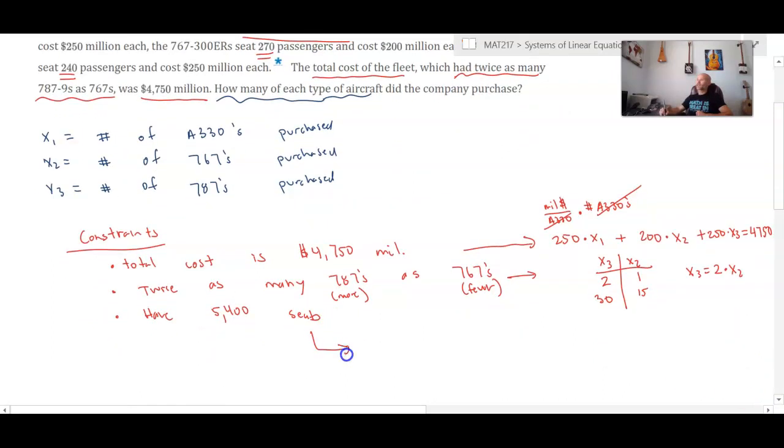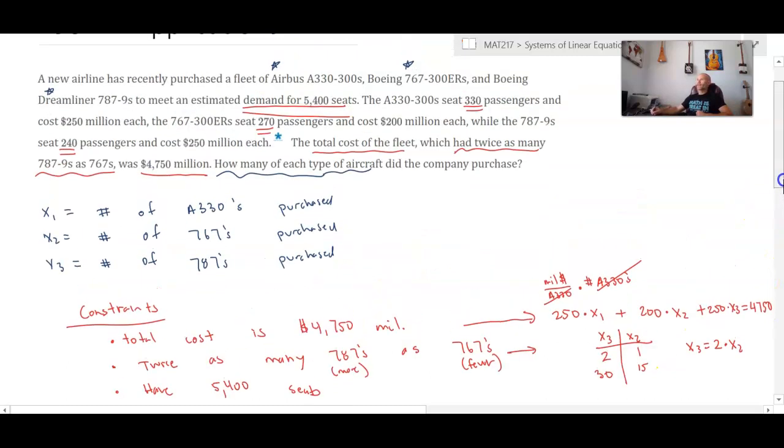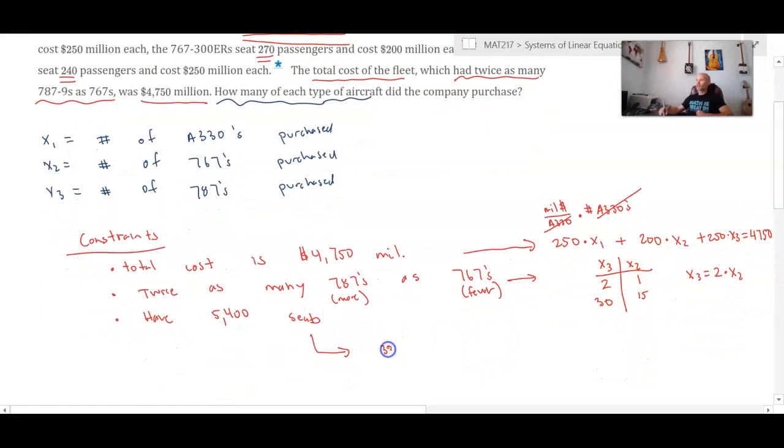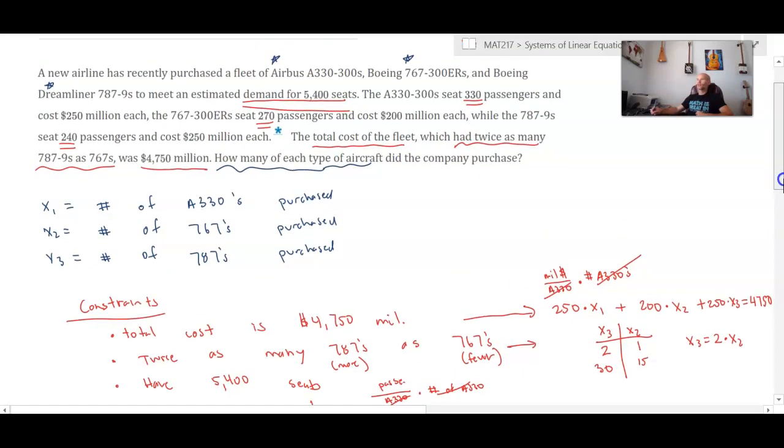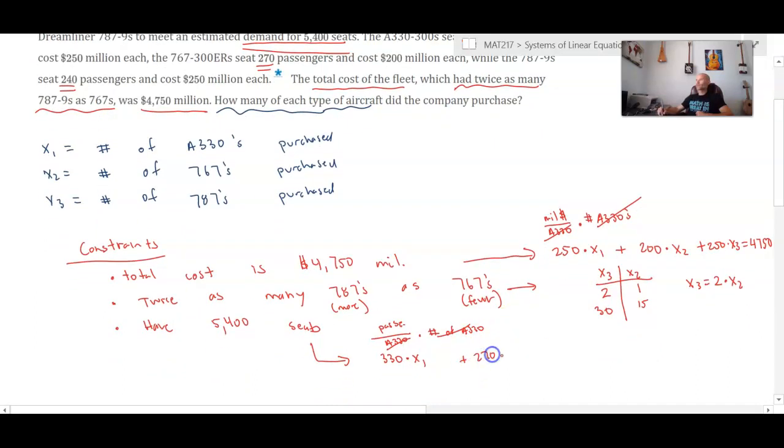Now finally, 5,400 seats. This is going to be a similar setup to the cost situation, but we know that every A330 can hold 330 passengers per one A330. If we multiply that by the number of A330s, that's going to give us the total number of passengers that those A330s can collectively carry. So multiply it by X1. For the 767s, they seat 270 passengers, so plus 270 passengers times X2, the number of 767s, and plus 240 times X3 equals the number of passengers we need to seat, which is the 5,400.